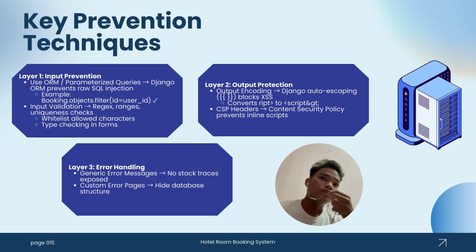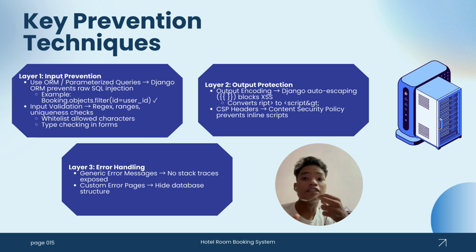So how can we prevent the attack? Of course, the most important techniques are the four key ones. Firstly, we use the Django ORM with parameterized queries, which prevents raw SQL injection entirely. Second, we apply input validation using regex, range checks and uniqueness checks to ensure all the data coming into our system is legitimate.